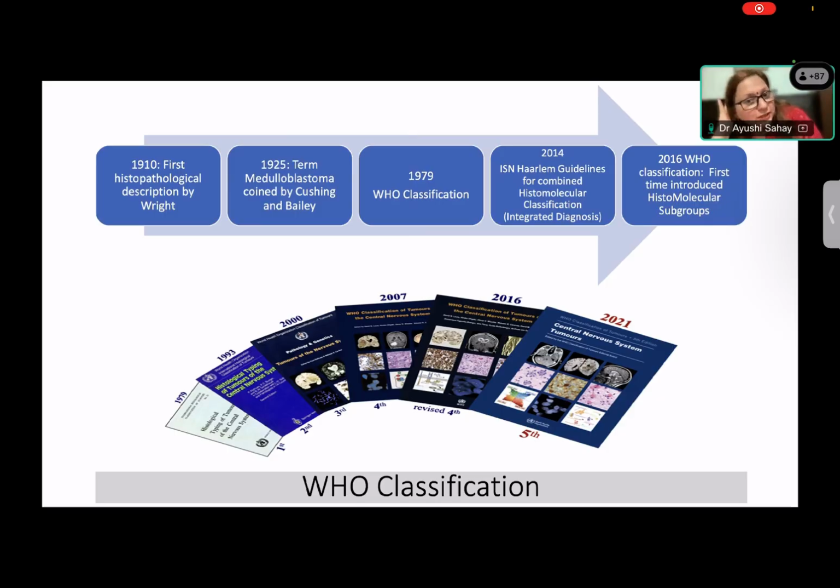In 2014, there were a lot of changes happening in the world of neuropathology, and the International Society of Neuropathology came up with combined guidelines for the diagnosis or classification of brain tumors, combining the histology that we were routinely seeing till now with the lot of molecular information that was exploding all over the world. They tried to combine all of these together in 2014 and issued guidelines on how to give an integrated histomolecular diagnosis or classification of brain tumors. This made its way into the 2016 WHO classification, which for the first time introduced histomolecular groups instead of histology alone.